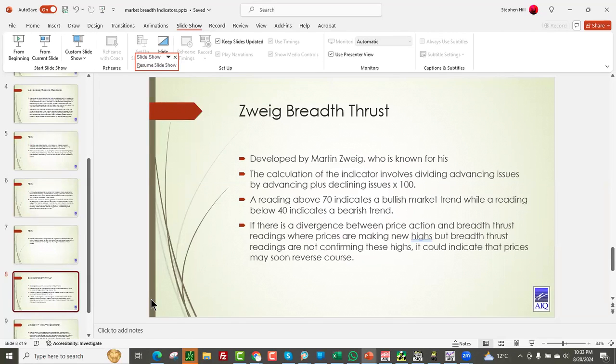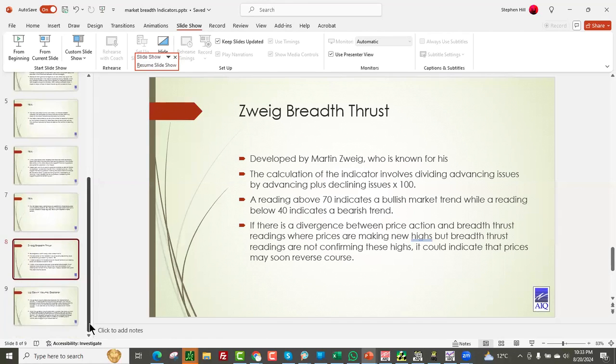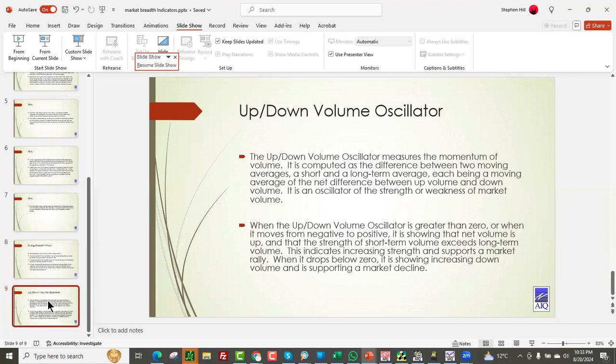We got one more indicator to look at tonight, and that's the up-down volume oscillator. This one is the difference between two moving averages, a short and long-term average, each being a moving average of the net difference between up volume and down volume. Goodness, that's a mouthful. And it's an oscillator of the strength or weakness of market volume.